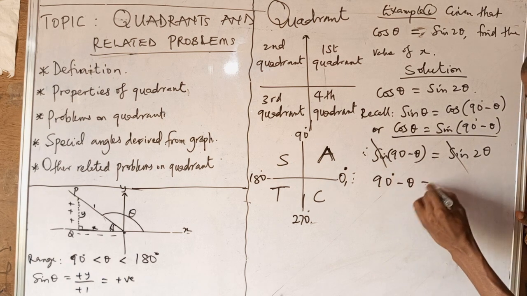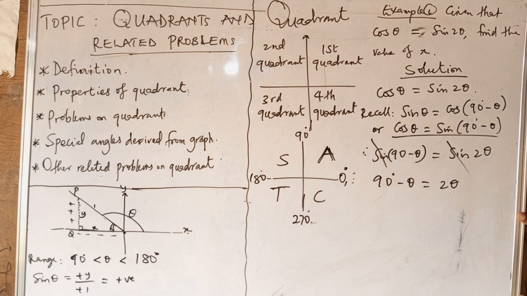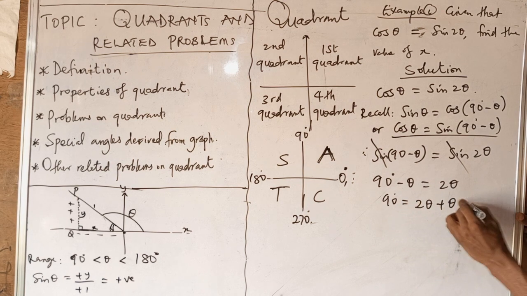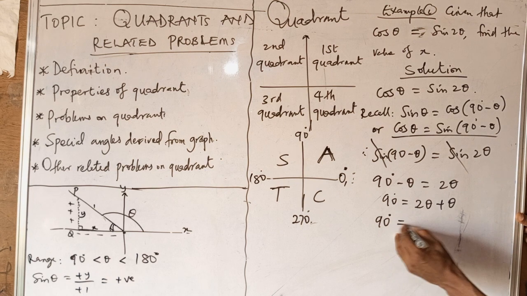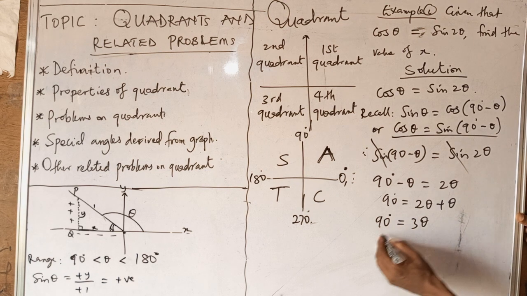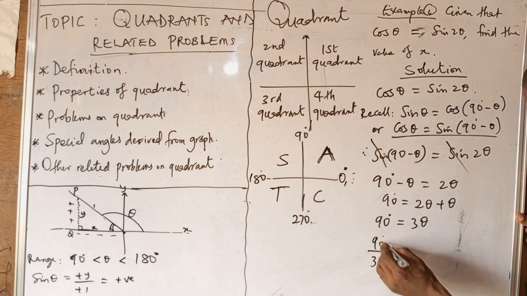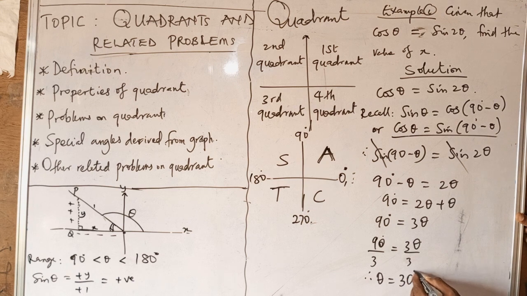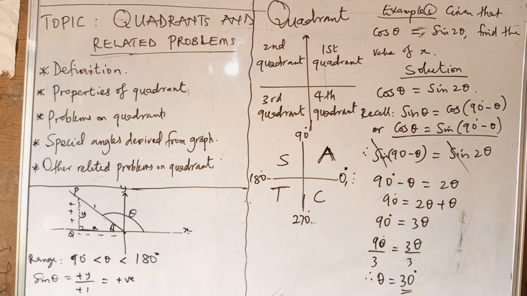I now have 90 degrees minus theta is equal to 2 theta. Collect like terms: 90 degrees is equal to 2 theta plus theta. 90 degrees is equal to 3 theta. Divide both sides by 3: 90 degrees over 3 is equal to 3 theta over 3. Therefore, our theta is equal to 30 degrees. That's it. Okay, let's move on. Example 2.